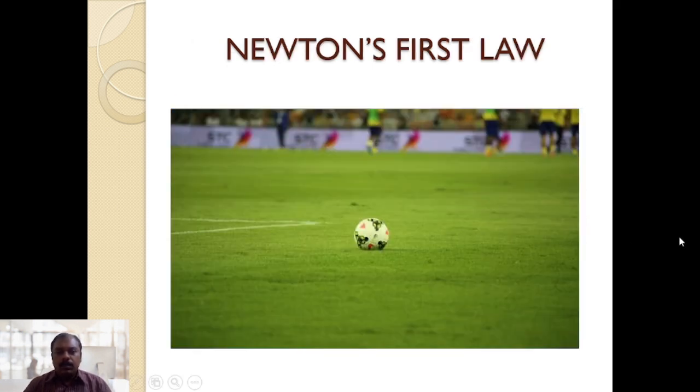Coming to Newton's first law, to explain it, look at this football on the ground. If no player is hitting it, the ball remains in its state of rest. This is an example of Newton's first law. Newton's first law states that when no force is acting on a body, the body will remain in its state of rest.